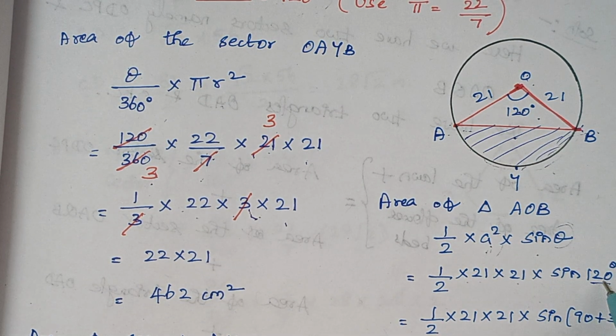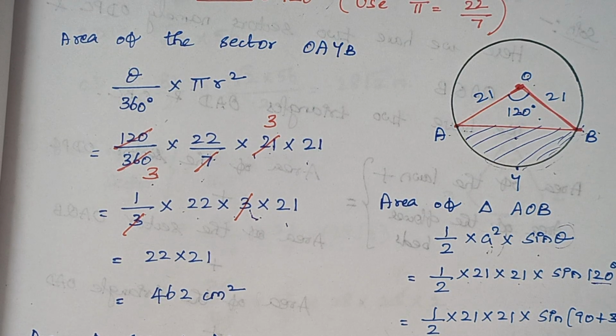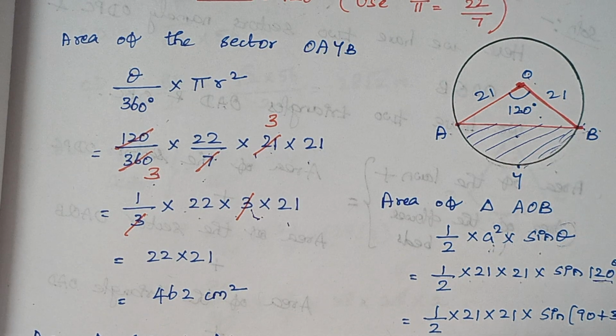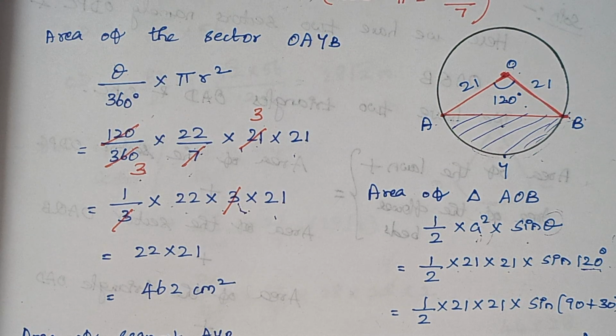Now, how to proceed with this 120 degrees? Because in the trigonometric ratios table, we have ended with 90 degrees, not more than that. We have started with 0, 30, 45, 60 and finally 90. There is no specific value for 120 degrees. So what can we do? We split this 120 in terms of 90. Why are we splitting it as 90? Why are we not doing it as 60 plus 60?